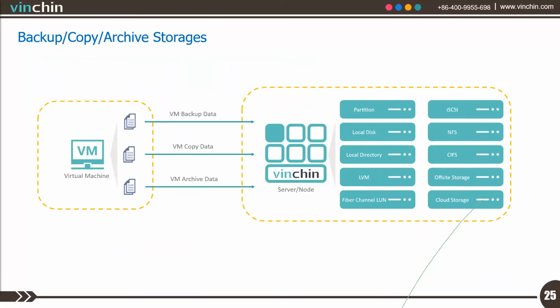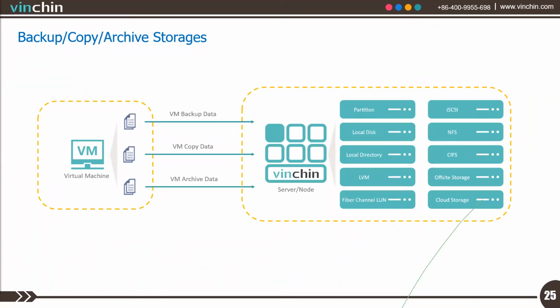Okay, next, backup, copy, and archive storages. Vinchin Backup and Recovery version 6 now has added local directory to the backup storage. This will allow users to save a copy of backup data in the Vinchin Backup server or backup node, and other copies of data to other storages or other locations.